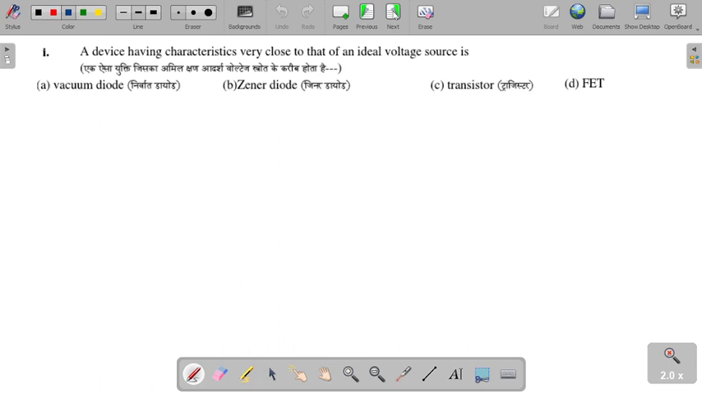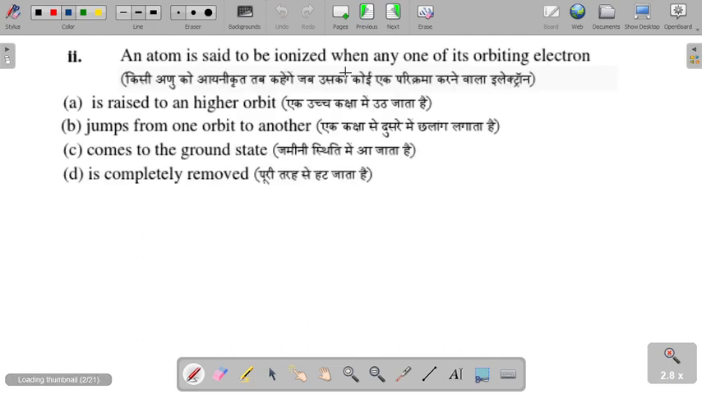So we know about the Zener diode that it is used to regulate the voltage level. It generates a fixed output voltage that remains constant for any change in load condition or input voltage. So the device Zener diode has characteristics very close to that of an ideal voltage source. So the right answer for this question will be option number B. Okay, coming to the next question.